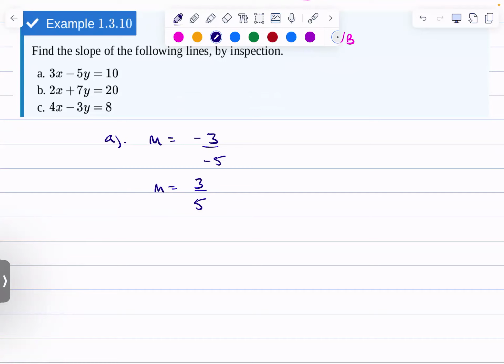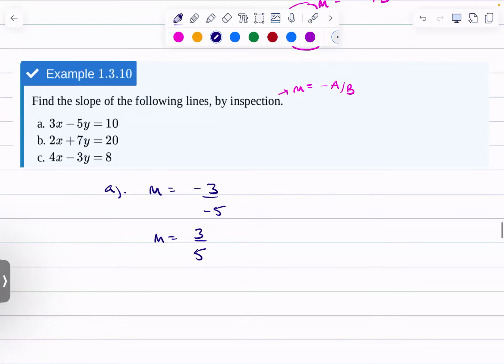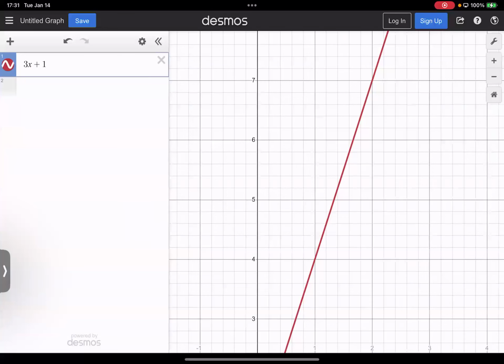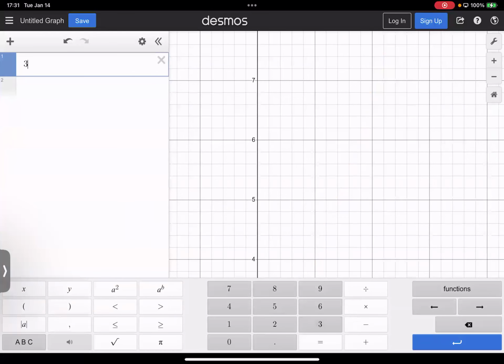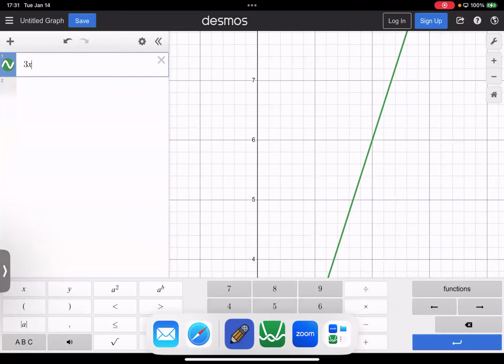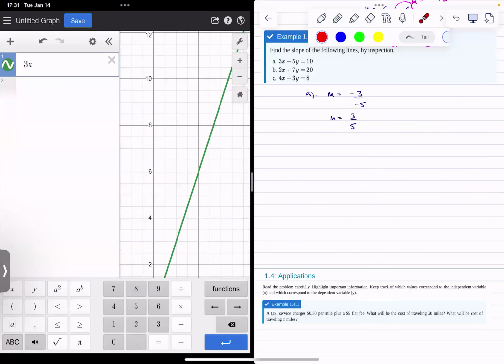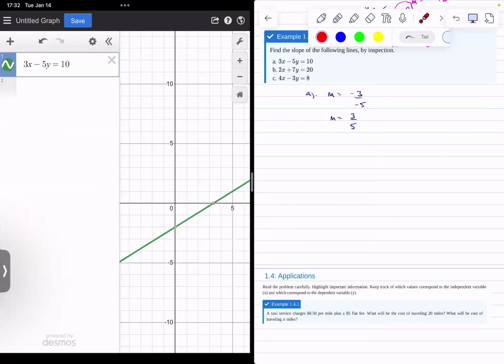How can we check it? You can use Desmos and draw 3x minus 5y is equal to 10. Now I don't remember what it was. Can I do that fancy thing? Yeah. 3x minus 5y is equal to 10. Usually you can just plug in whatever you want to look at in Desmos, which is really nice.